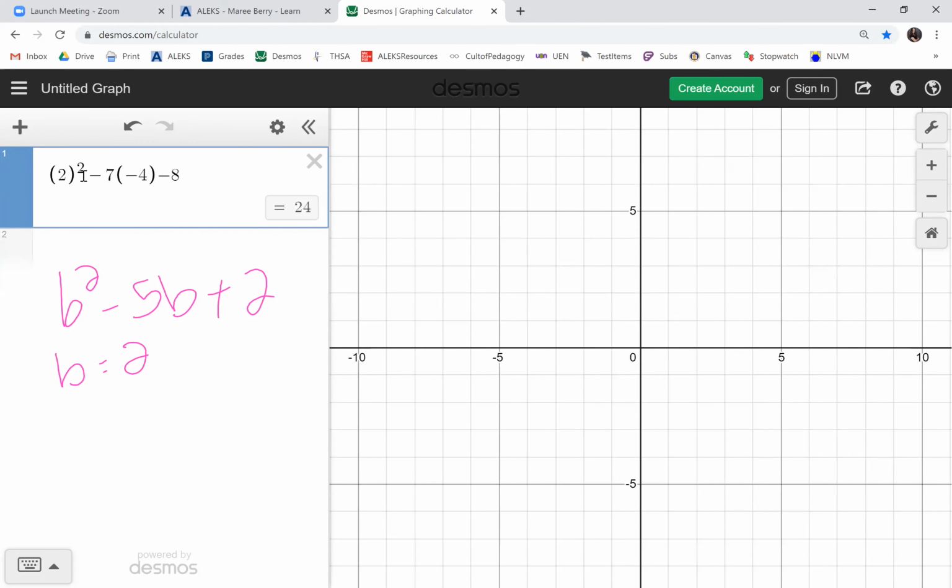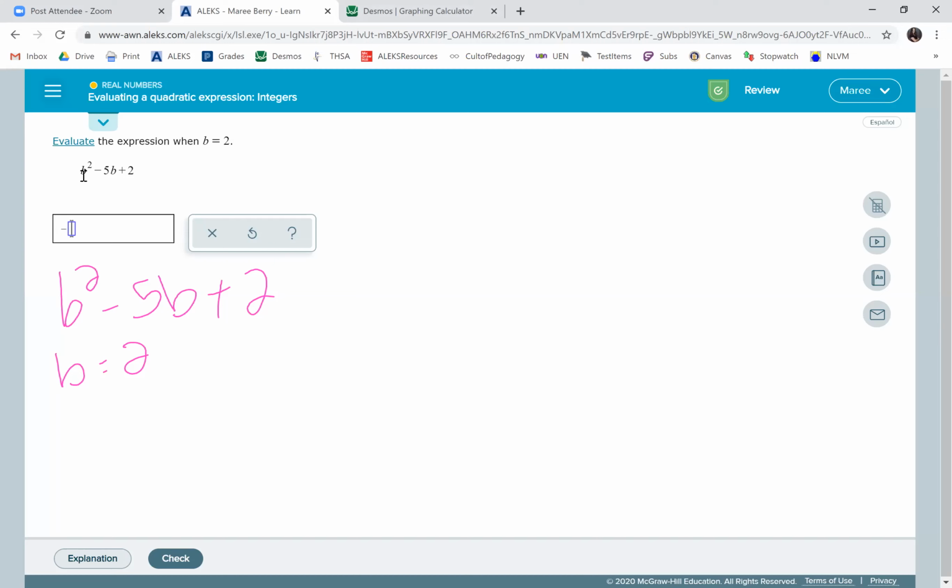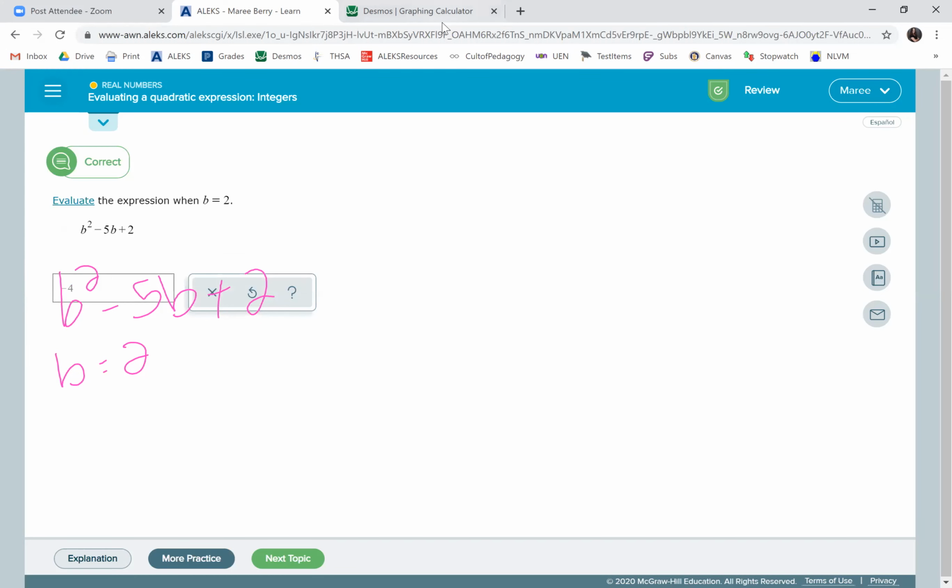This becomes a 5, and that's a 2. And then that was a +2, so I need to change that. Just make sure. Okay, so -4. Come in here, type -4. And that's the end of the lesson.